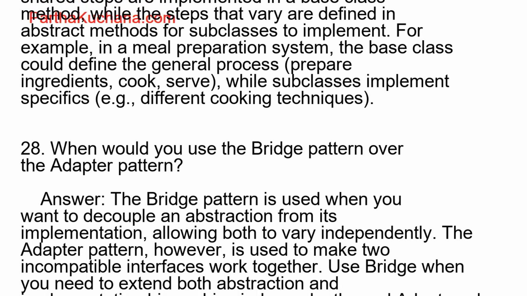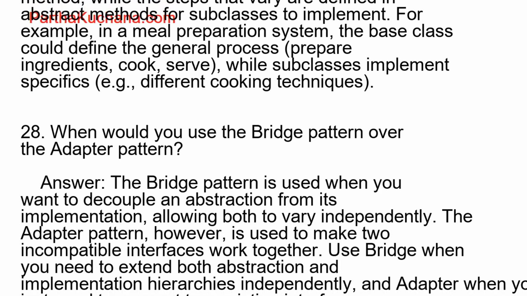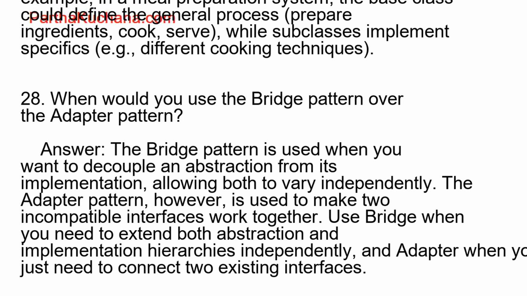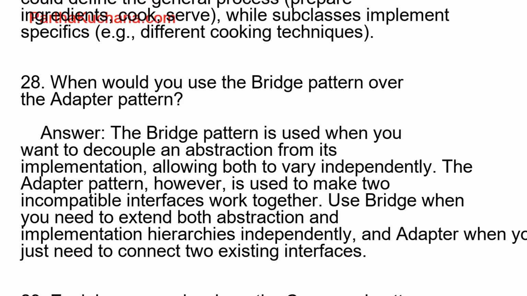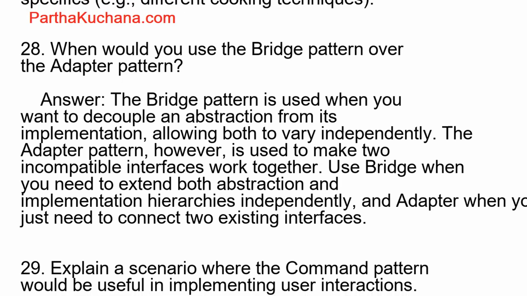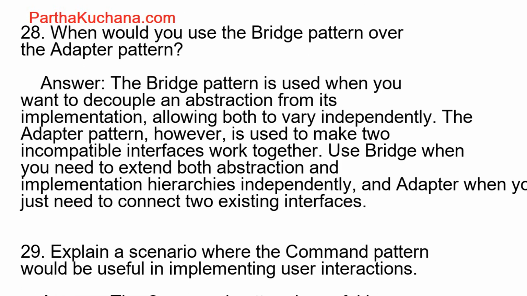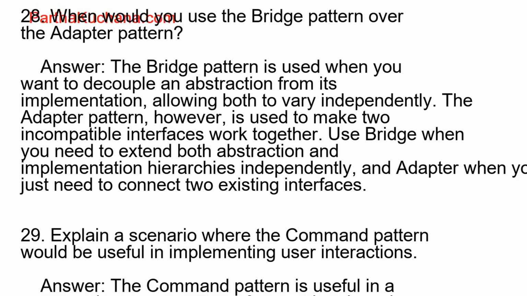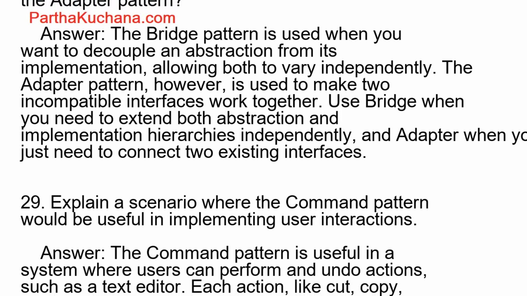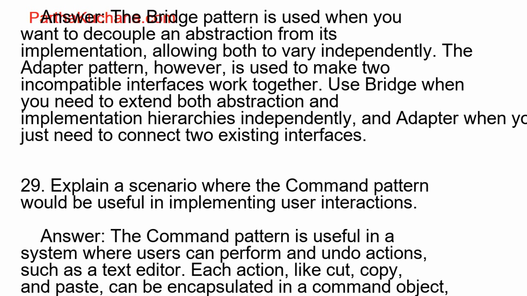30. How would you use the composite pattern to represent a tree structure, such as a file system? Answer. The composite pattern allows you to build a tree structure where individual objects and their compositions are treated uniformly. For a file system, files and directories can both be treated as nodes, with files being leaf nodes and directories being composite nodes that can contain other files or directories.